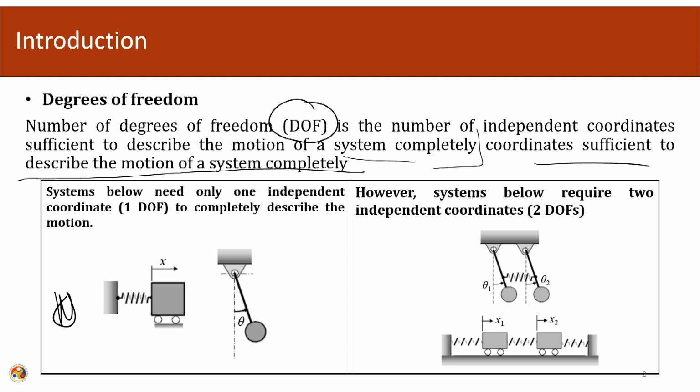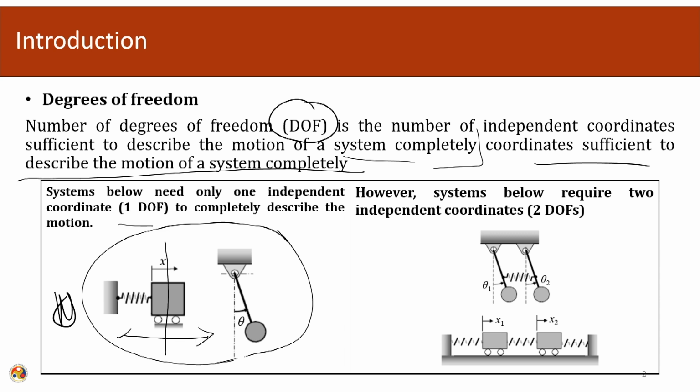The system shown here needs only one independent coordinate, that is only one degree of freedom, to completely describe the motion. If we look into this system, it can only translate in the horizontal direction. So, only one degree of freedom, that is the horizontal translation, is required to completely describe the motion of this system at any given instant of time.